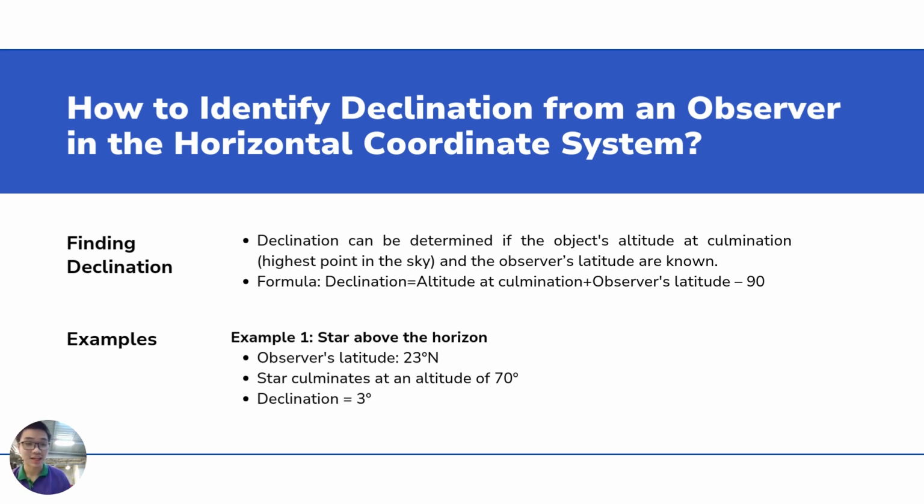So we will answer the first question: how to identify declination from the observer in the horizontal coordinate system. To find declination, we use the object's altitude at culmination, which is the highest point the object reaches, and also the observer's latitude. So the formula is the declination equals the altitude plus the observer's latitude, then decreased by 90. We have an example here. If the observer is at 20 degrees north and the star culminates at an altitude of 70 degrees, the declination will be 0.